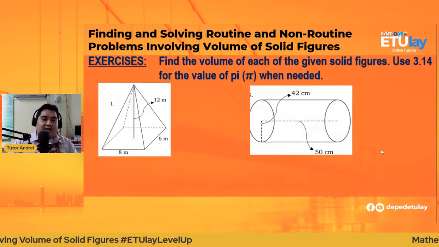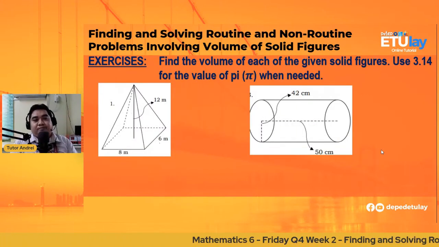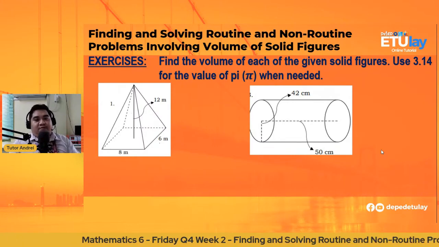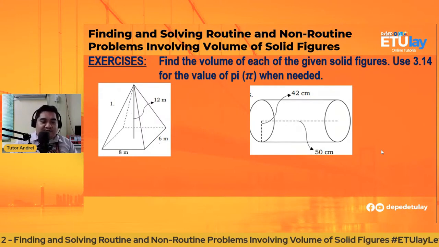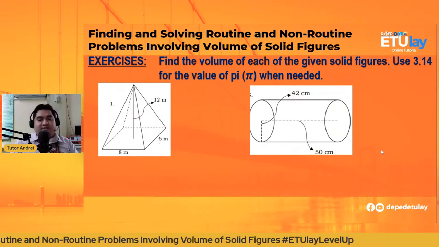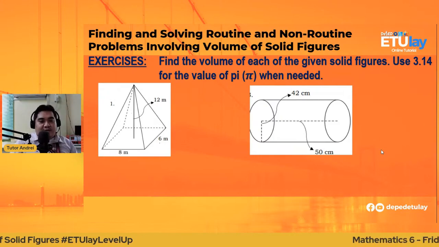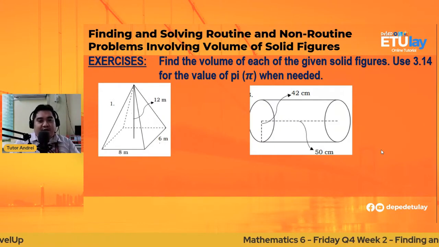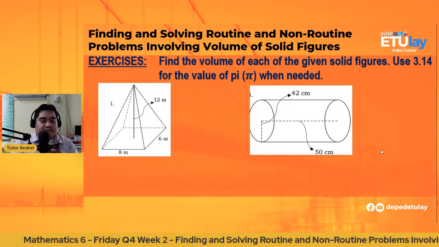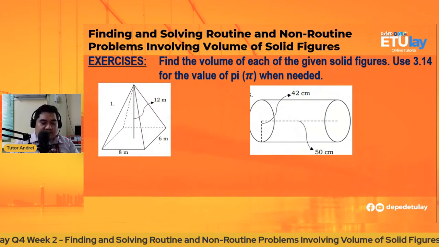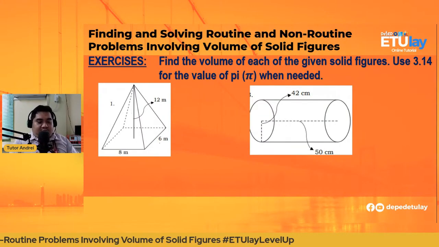Okay, so let's try to answer the exercises. Sige nga, let's see if you can answer the given exercises. So find the volume of each of the given solid figures. Again, you'll be using 3.14 for the value of pi if needed or if possible. Okay, sige. So we are given number 1 and number 2 there. Let's see if you can try to find the volume of the given solid figures. I'll be giving you time to solve for the given volumes for numbers 1 and 2.